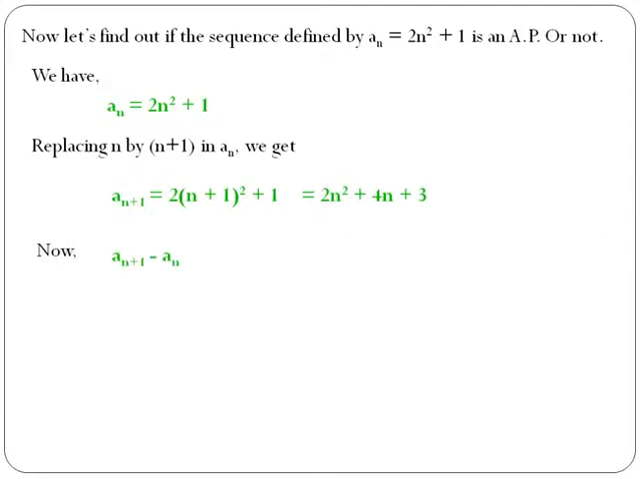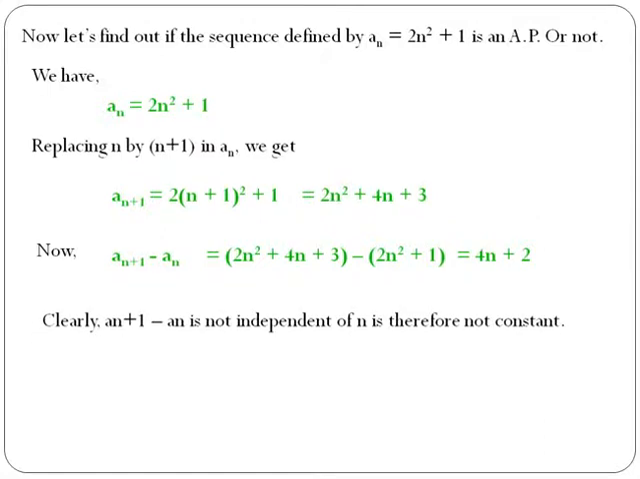Let's take the difference of an plus 1 and an. So we get an plus 1 minus an is equal to 2n square plus 4n plus 3 minus (2n square plus 1). That gives you 4n plus 2. Clearly 4n plus 2 is not independent of n and therefore not constant. So this sequence cannot be an arithmetic progression.